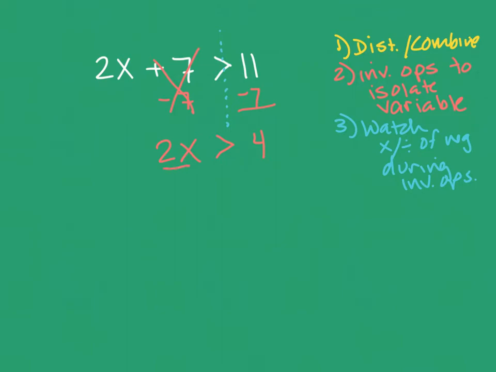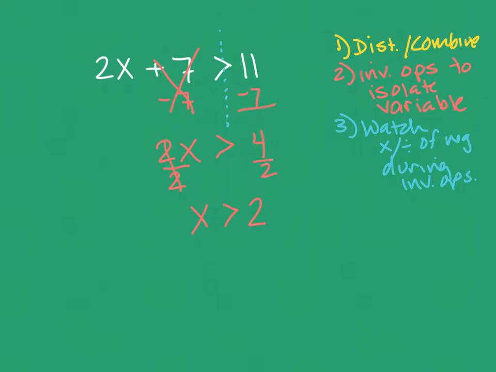Okay, so I'm going to divide by, this is x being multiplied by 2, so instead I will divide by 2, inverse operation, cancels it out. 2 divided by 2 is 1x. And 4 divided by 2, because I have to do the same to both sides of the inequality, 4 divided by 2 is 2. X would have to be greater than 2.